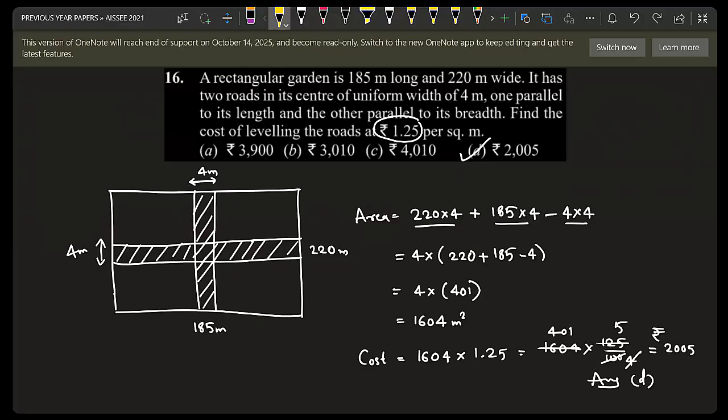Sir, I didn't understand area 2, sir. What is the area of a rectangle, Saurish? Formula? Length into breadth, right? Area of first rectangle plus area of second rectangle minus area of the square. Then you simplify, you'll get the area, then multiply by the cost.